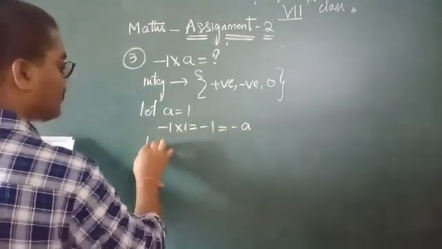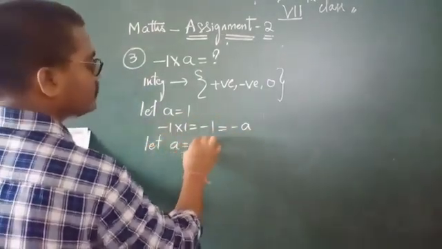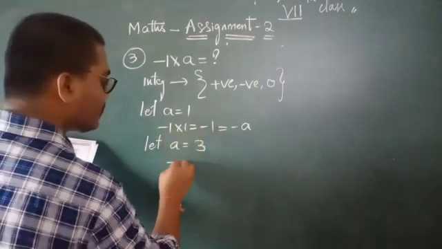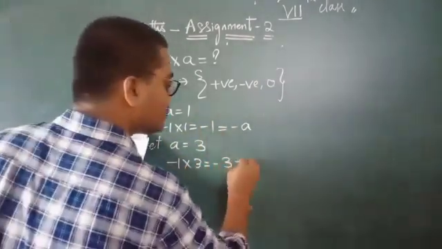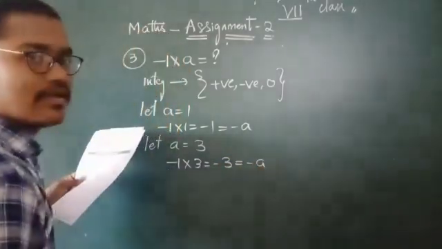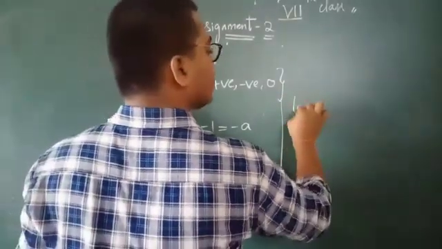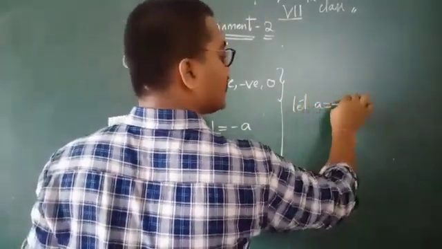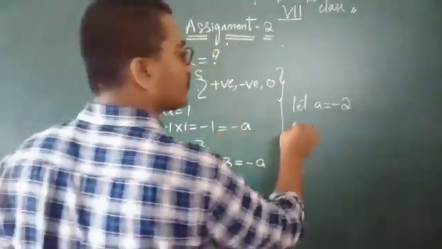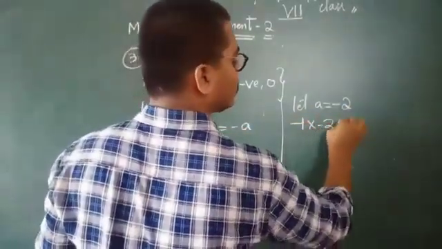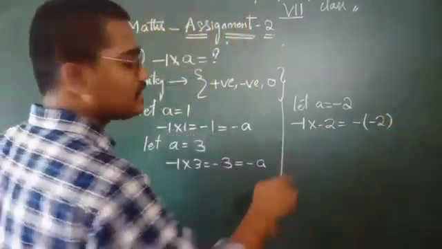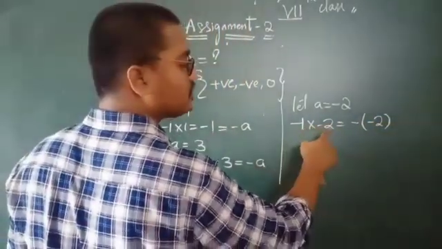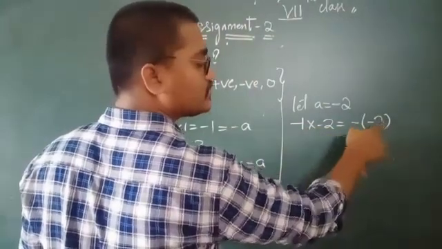Suppose when you take one more example, let a is equal to 3. When you multiply minus 1 into 3, the resultant answer will be minus 3. That means you are getting the same resultant answer, minus a. Yes, when you consider a as a negative number, now minus 2. When you substitute over here, minus 1 into minus 2, minus into minus is nothing but plus, 2 1s are 2.